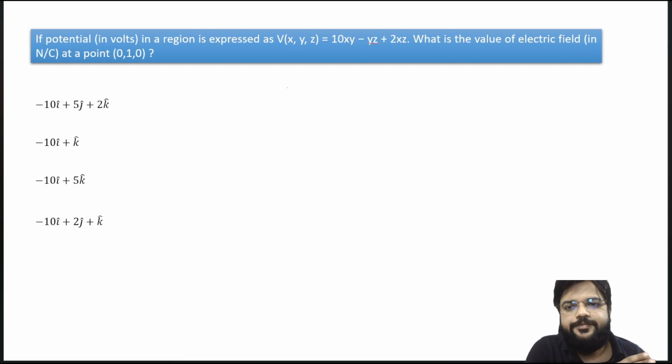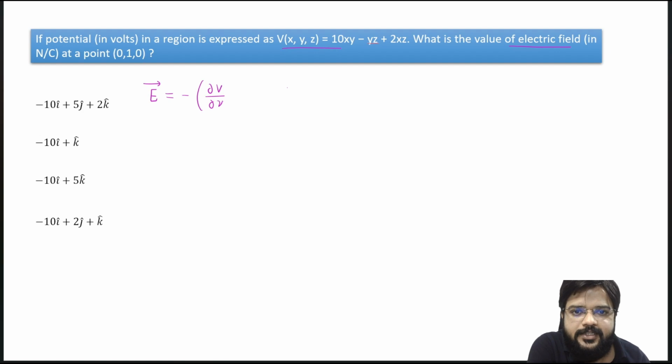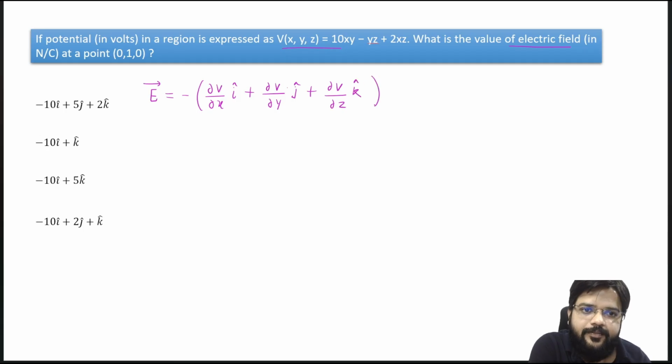Let's see the next question, everyone. If the potential in a region is expressed as V equal to 10xy minus yz plus 2xz, what is the value of electric field at the point (0, 1, 0)? So here we want the electric field, everyone, and electric potential is given in this question. And we know the relation between electric potential and electric field: E equals minus del V by del x i cap plus del V by del y j cap plus del V by del z k cap. Correct?